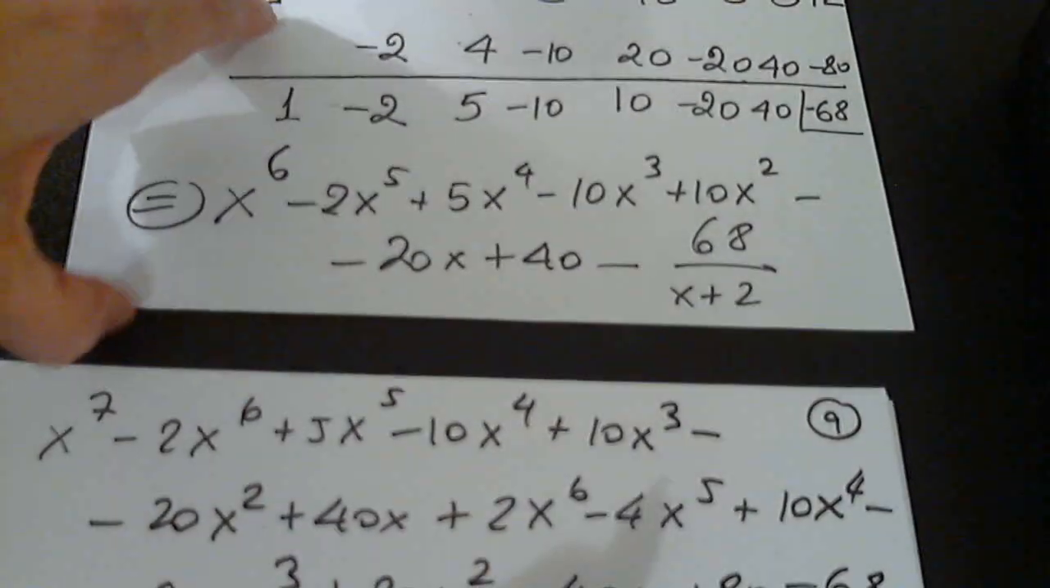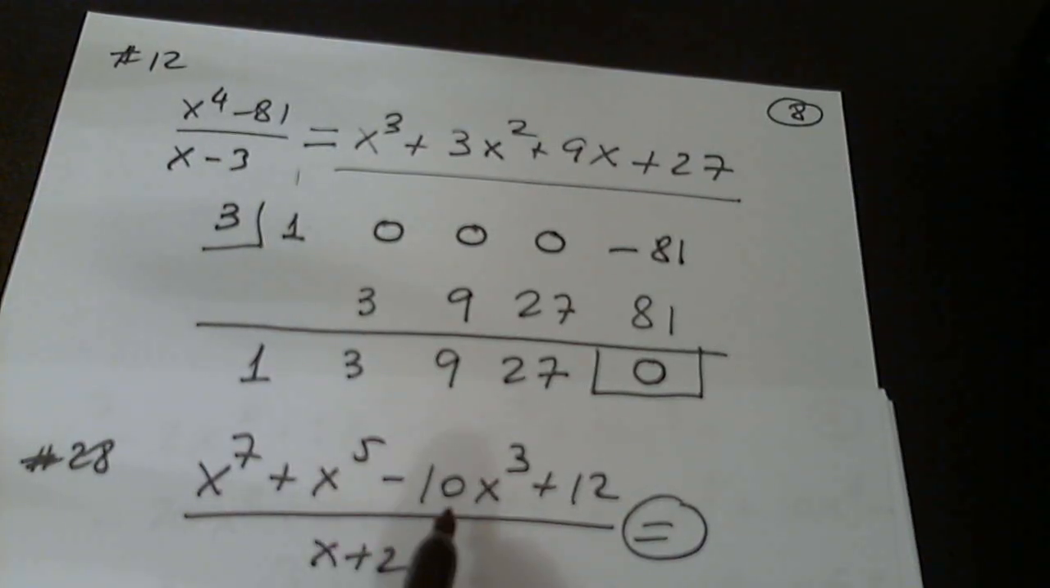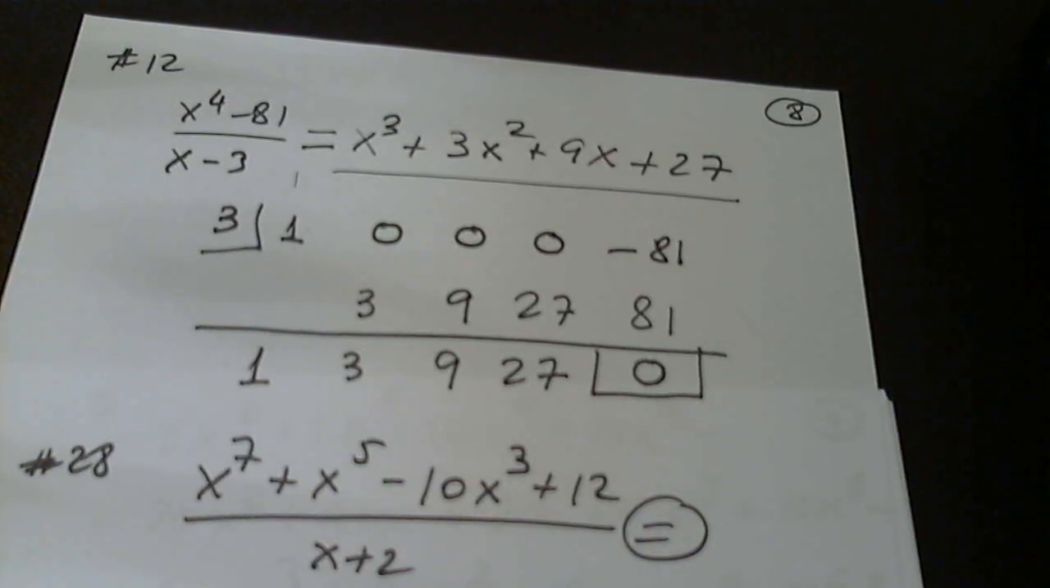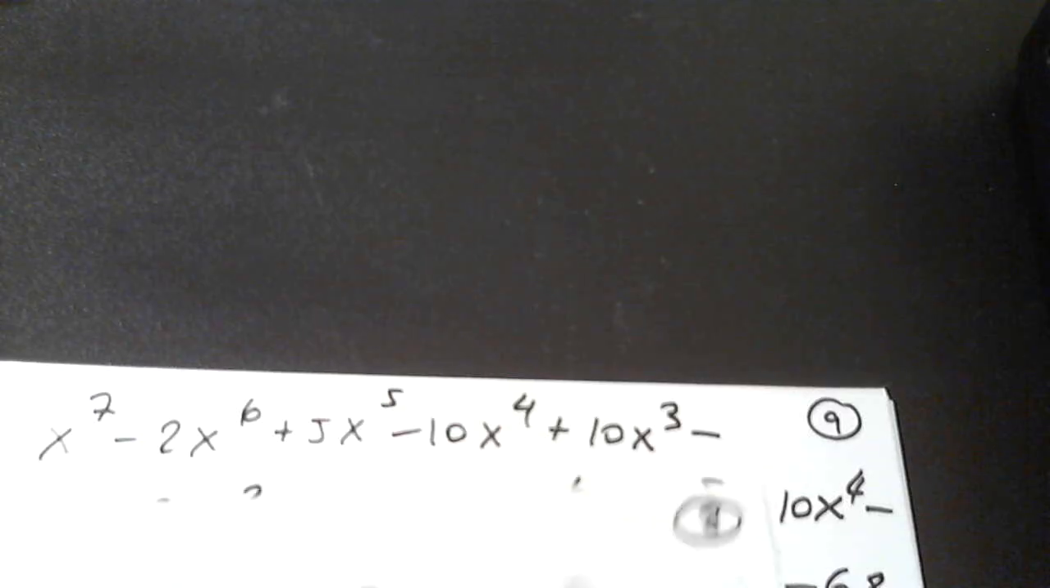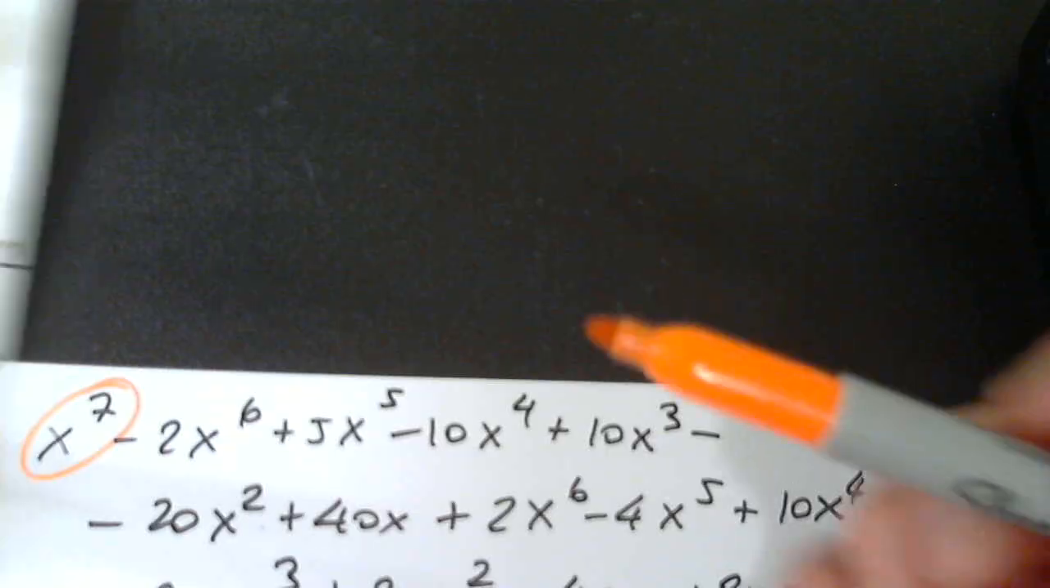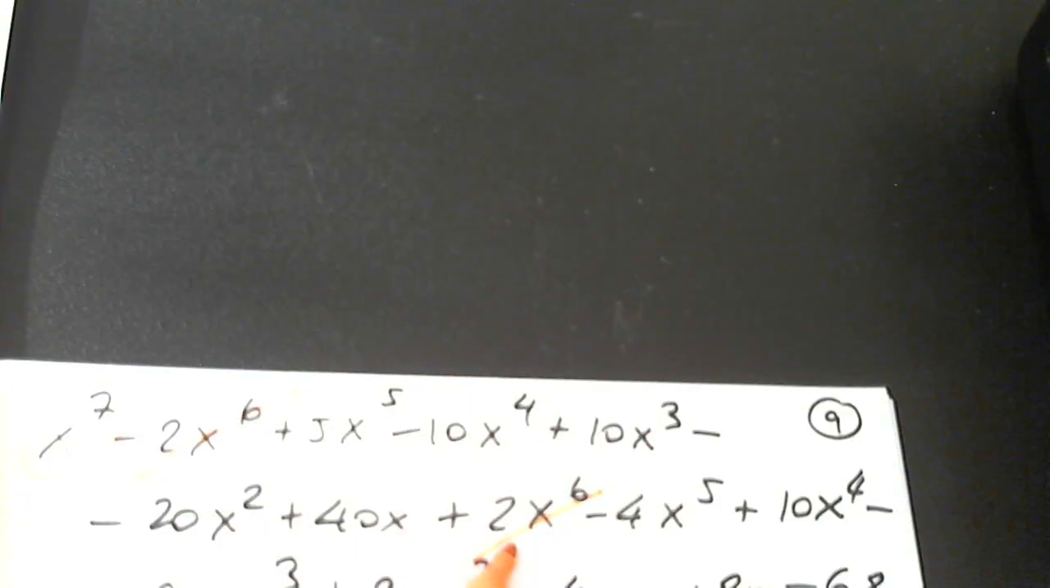When I perform all these calculations, if I don't get x to the 7th plus x to the 5th minus 10x to the 3rd plus 12, the answer is incorrect. So let's do that. I did get x to the 7th, so that's done. Now x to the 6th has to go away. Negative 2x to the 6th with 2x to the 6th.